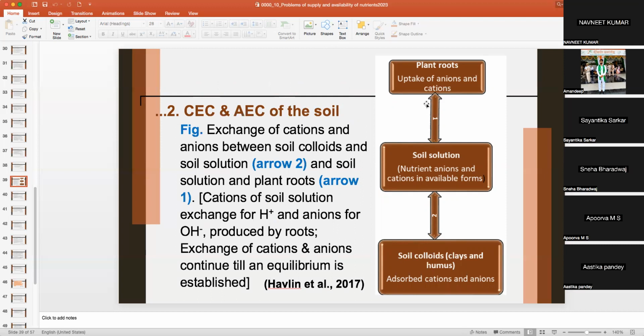It also releases hydroxyl or hydrogen ions or bicarbonate ions that can exchange for nutrients from the soil solution, or that can exchange for cations or anions. And then these soil colloids are in equilibrium with the soil solution. Soil colloids, clays and humus, adsorb cations and anions. They can be exchanged into the soil solution, and it is a reversible process.